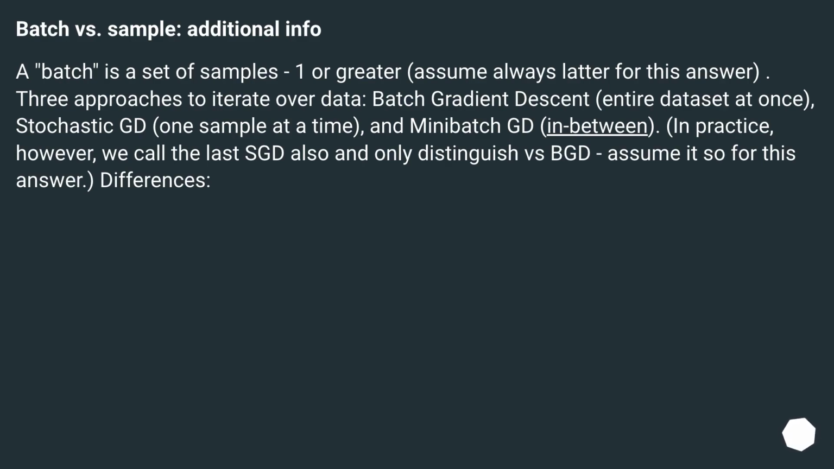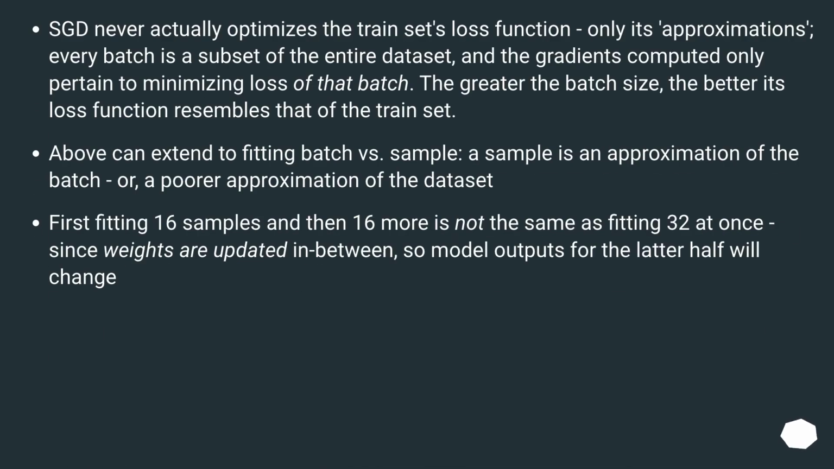Differences. SGD never actually optimizes the train set's loss function, only its approximations. Every batch is a subset of the entire dataset, and the gradients computed only pertain to minimizing the loss of that batch. The greater the batch size, the better its loss function resembles that of the train set. The above can extend to fitting batch versus sample. A sample is an approximation of the batch, or a poor approximation of the dataset. First fitting 16 samples and then 16 more is not the same as fitting 32 at once, since weights are updated in between, so model outputs for the latter half will change.